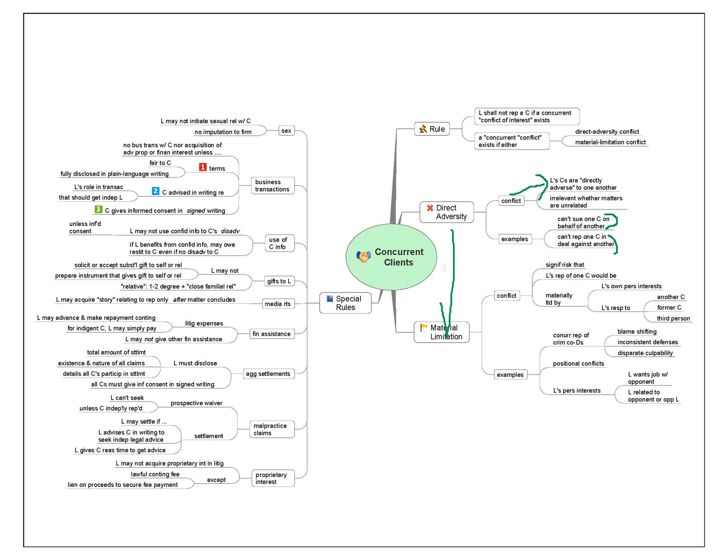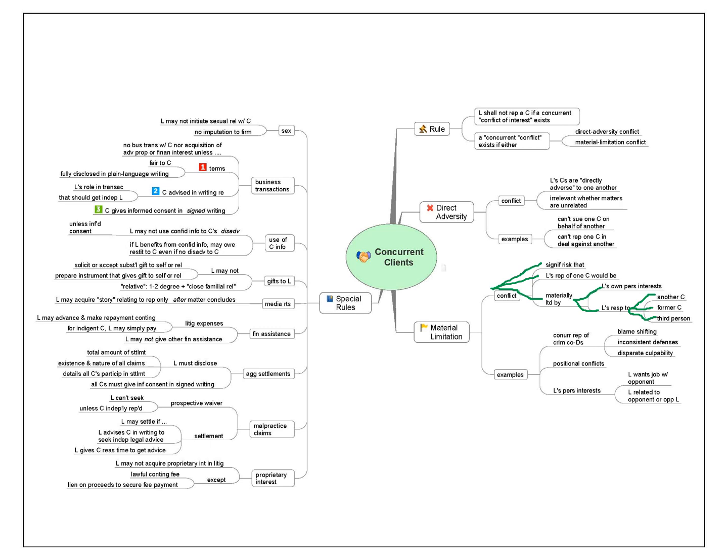There are also material limitation conflicts. These are also concurrent conflicts of interest, and they exist whenever there is a significant risk that the lawyer's representation of one client would be materially limited by either the lawyer's personal interests or the lawyer's responsibility to another client, a former client, or a third person. So the conflicts would exist under all of those circumstances.